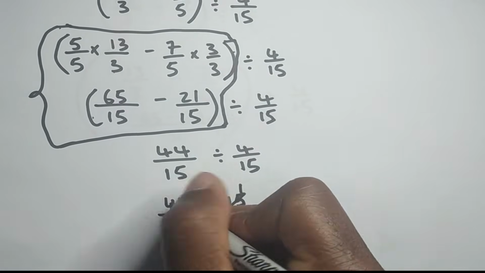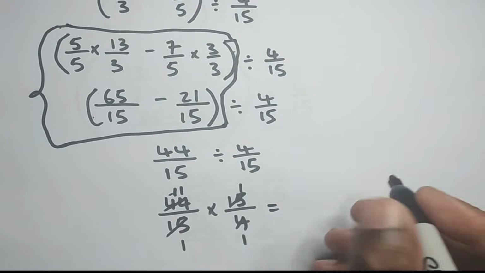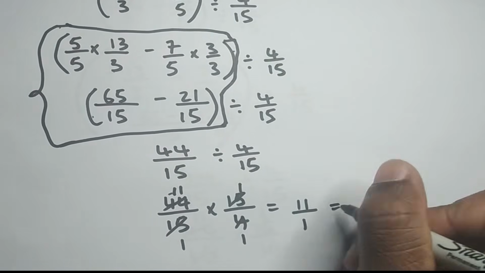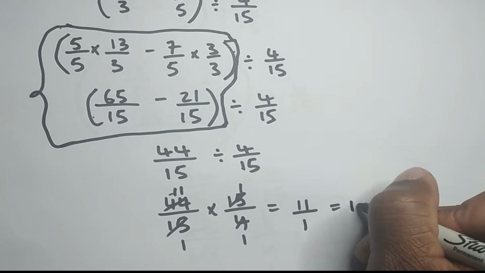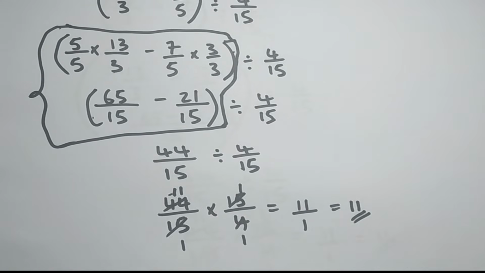4 goes into 4 one time. 4 into 44 goes 11 times. 11 times 1, that's 11. 1 times 1 is 1. And 11 divided by 1 will remain 11. Alright? So that's how we go about solving that question.